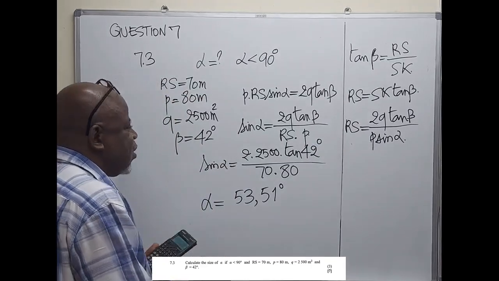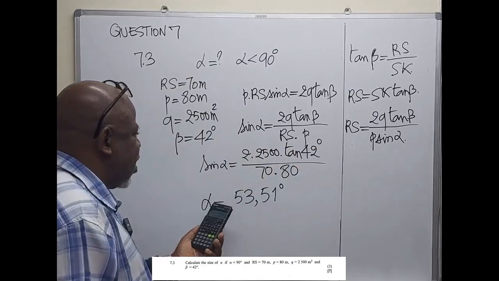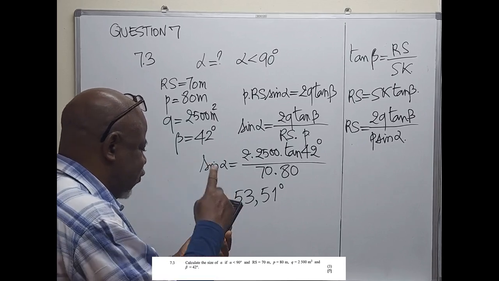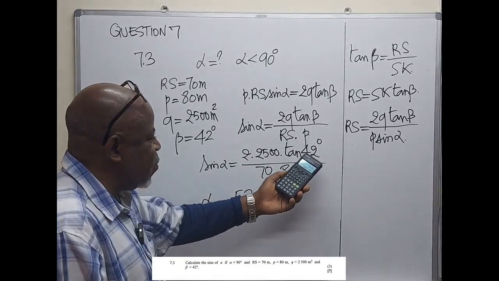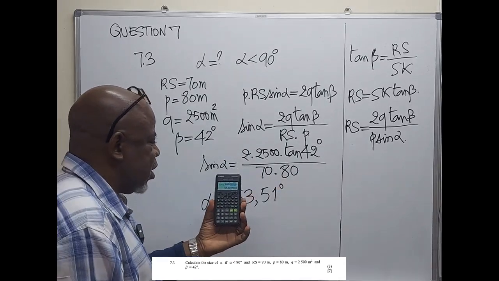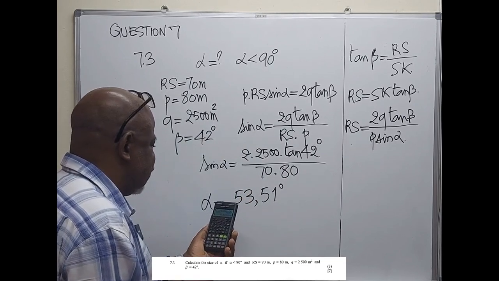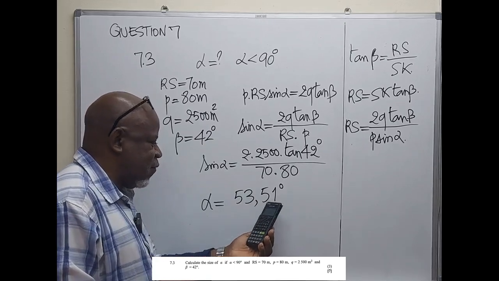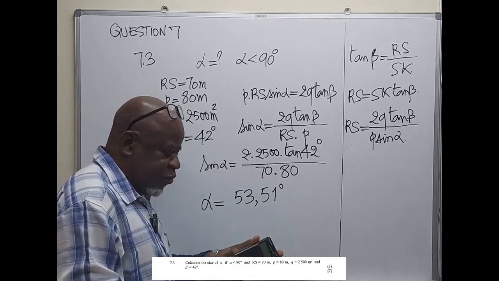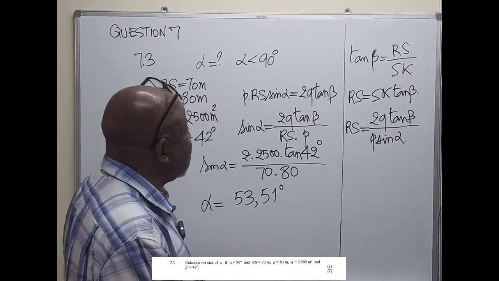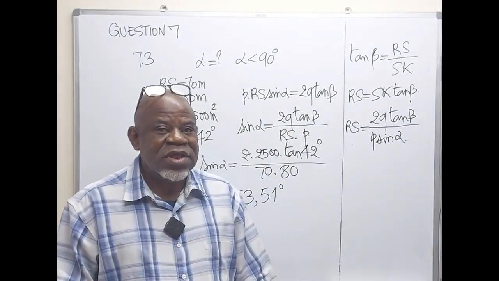The only thing you are doing is, after replacing all of these values in sine alpha, to get the value of alpha, you use your calculator and you press shift sine. The inverse of sine is arc sine, and you put in all of these values. The calculator will give you the final answer, and rounding it off to 2 decimal places, it's going to be 53.51 degrees. Then we are done with this part of trigonometry, questions 6 and 7. So we will continue with the part of Euclidean geometry.